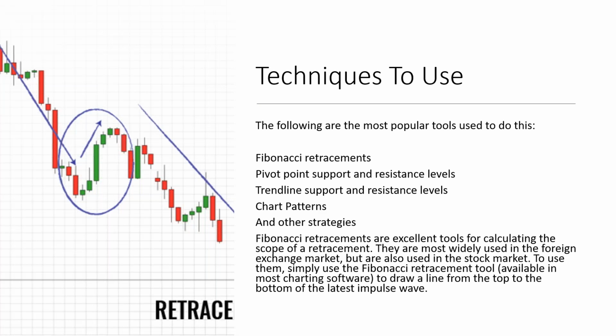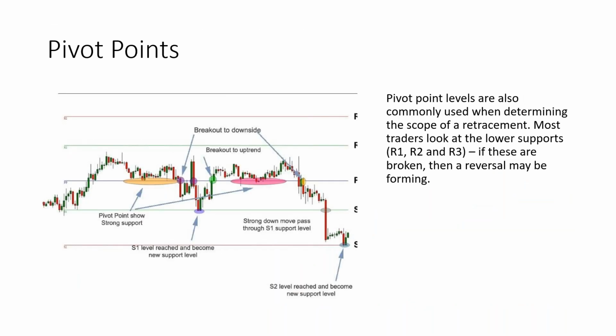Now, there are many tools. We've looked at tonight Fibonacci retracements. We have pivot point support and resistance levels, and trend line support and resistance levels, and chart patterns. Now, pivot points are one of the easiest ways to get support and resistance levels. Pivot points come from a pivot point chart. And if you don't know what pivot points are in support and resistance, we have other classes to help explain all those to you.